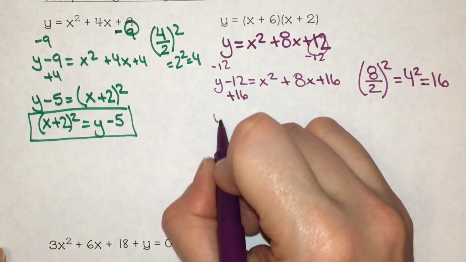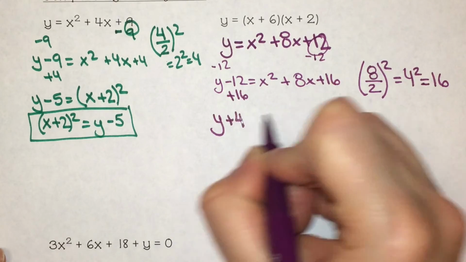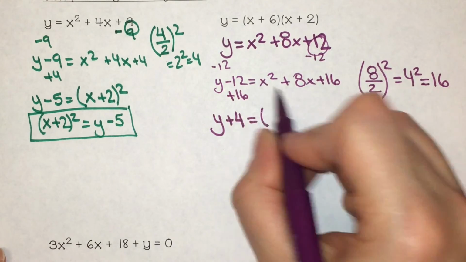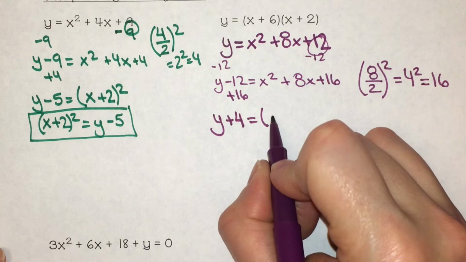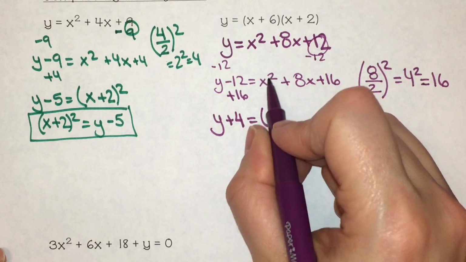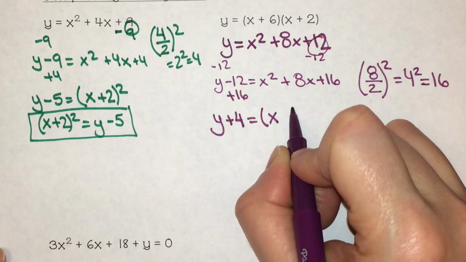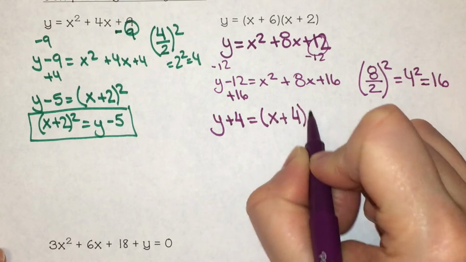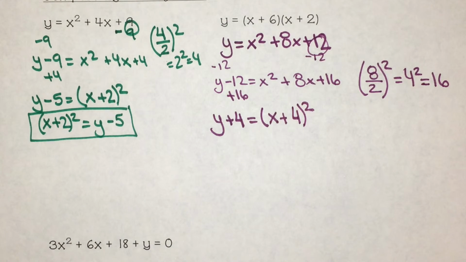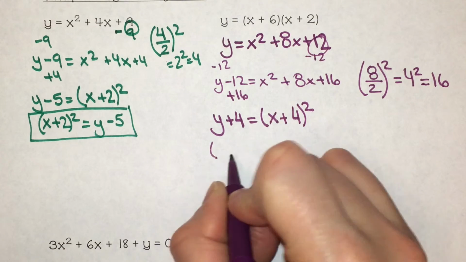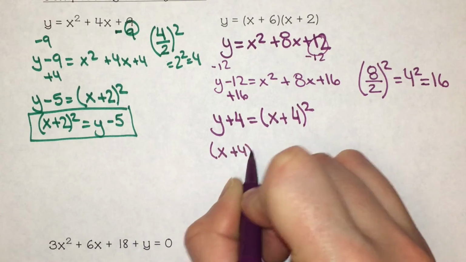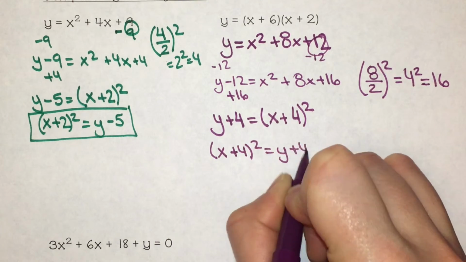On the left, we have y plus 4 is equal to, right, factor the right side. We have x, square root of x squared is x, square root of 16 is 4. So we have x plus 4 squared. Switch sides, and it gives us x plus 4 squared is equal to y plus 4.